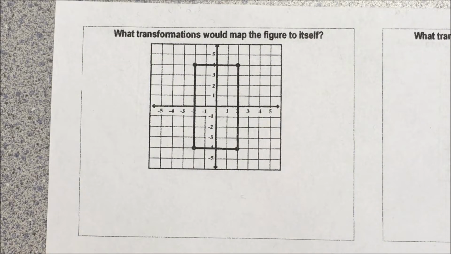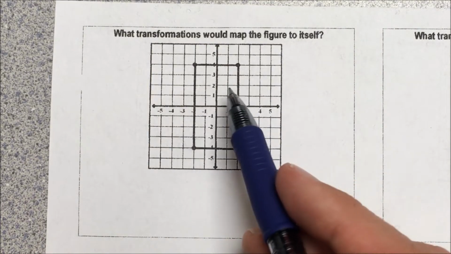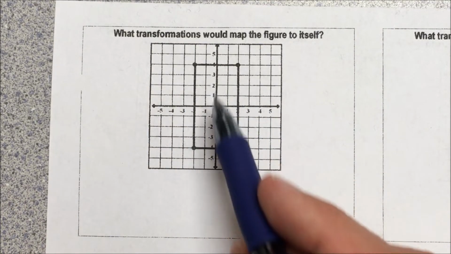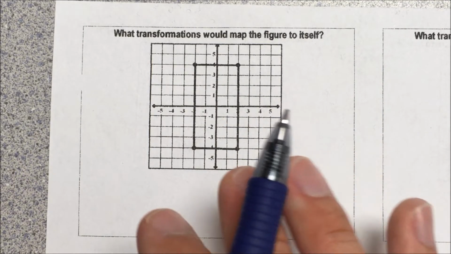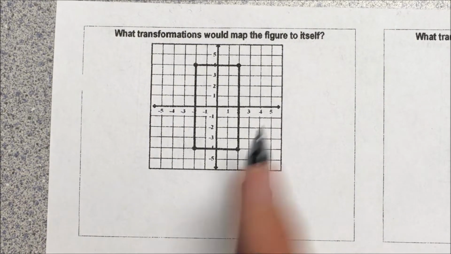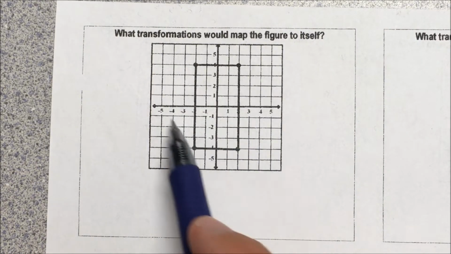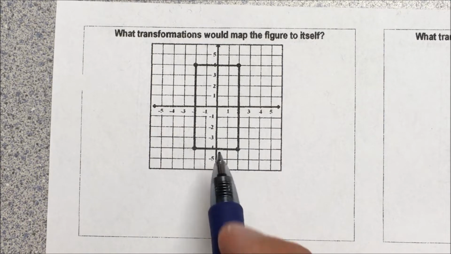Mapping a figure to itself is just a fancy way of saying, I want to rotate this thing, I want to reflect it, I want to translate it, and I want it to look exactly the same in the exact same spot. If I translate it, it would look the same, but it's probably not going to be in the same spot. So I'm going to be dealing mostly with reflections and rotations in this case.